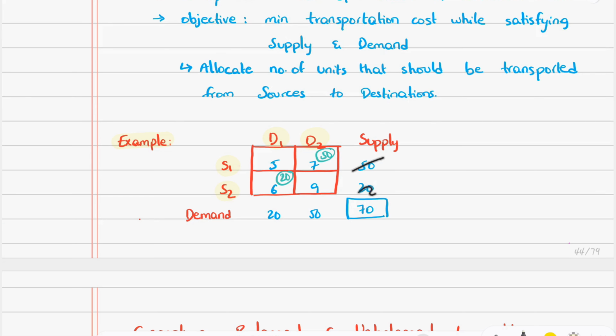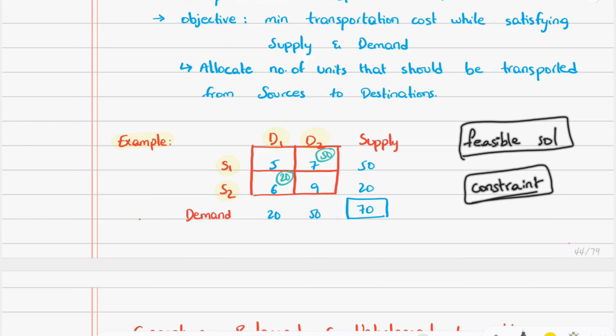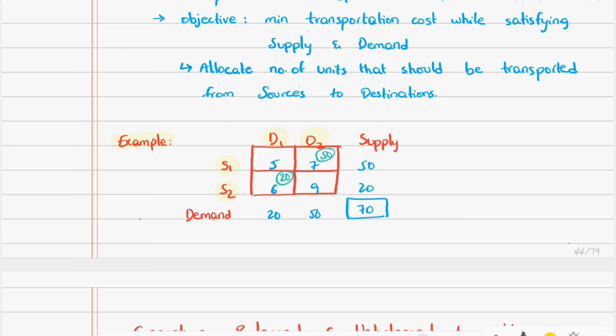Even though I satisfied all the supply and demand constraints, our job is not to just satisfy the supply and demand. This is a feasible solution. This basically means I am satisfying the constraints. However, I cannot call it a final solution. Why? Because my job is not just to satisfy the supply and demand, but my job is to minimize the transportation cost. For this, we need to follow a proper procedure.